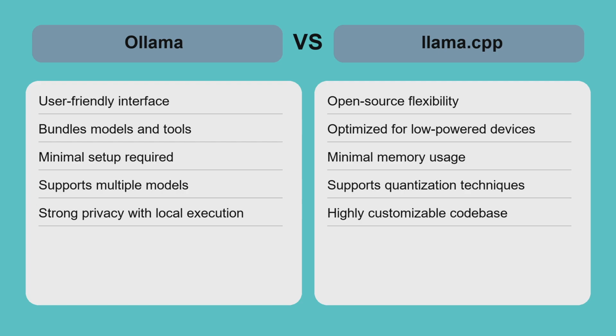For example, if you're a developer seeking a plug-and-play local AI with a graphical interface, Ollama is the better choice. If you prefer lightweight, open-source solutions that can run on modest machines and don't mind the command line, llama.cpp fits better. Both prioritize privacy by running models locally, but cater to different user needs and hardware capabilities.